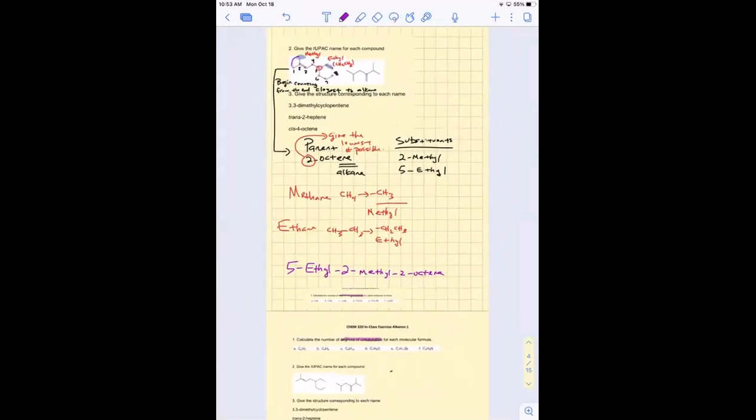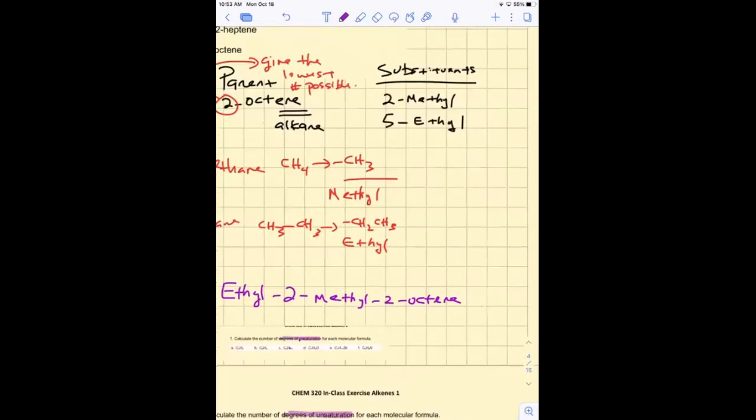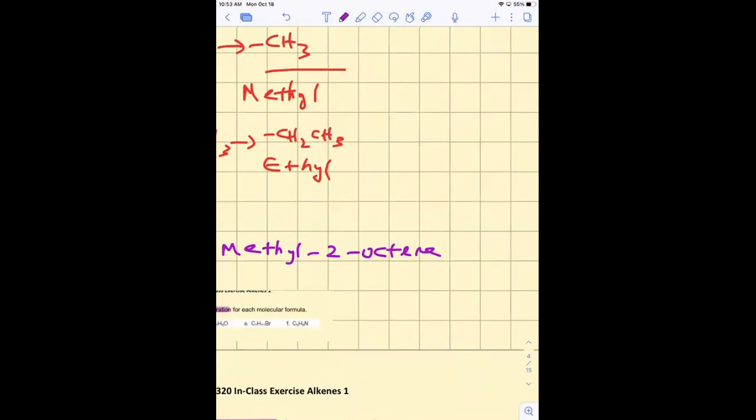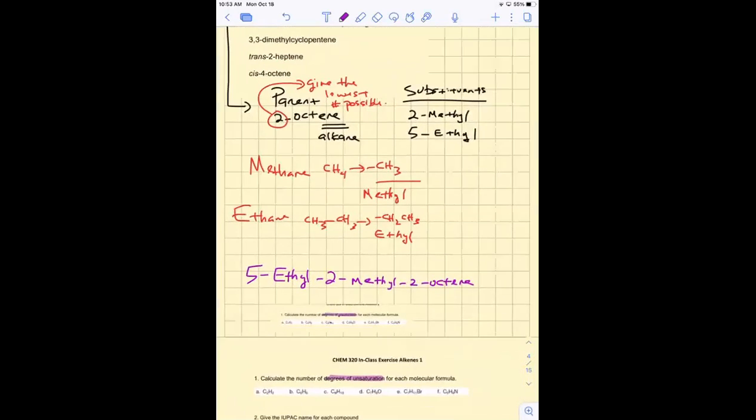So the parent always comes last. Yes. Anytime you're naming a compound, the parent is the last part of the name. So you have the parent, which is the street. And then the substituents are the residents on the street. And then the numbers where the substituents are located, that's their address.